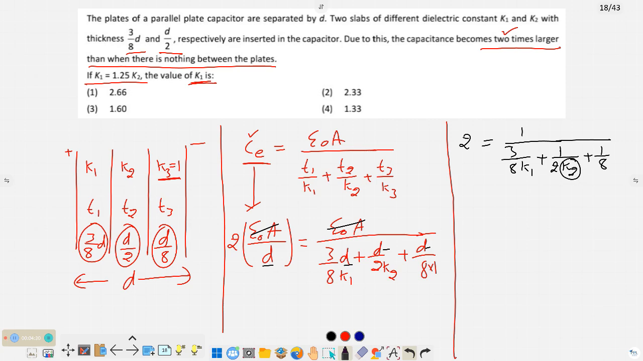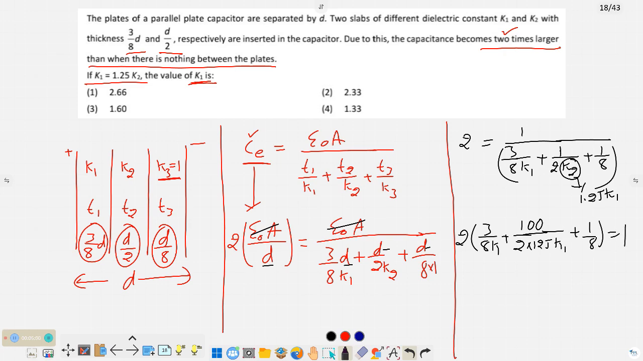What is K2 value? K2 value is equal to 1.25 times of K1 value. So after replacing this, we can get the relation like this. Mathematically, cross multiply this completely, that is 2 times of this, I can write as 3 by 8 K1 plus 1 by 2. That K2 value I can write as 1.25, which is 125 by 100. That 100 I am taking into the denominator with K1, plus 1 by 8.